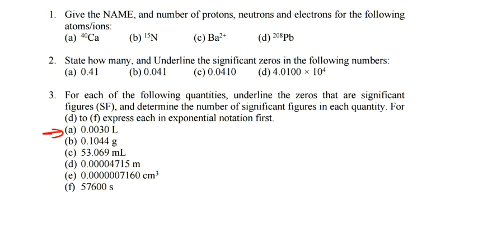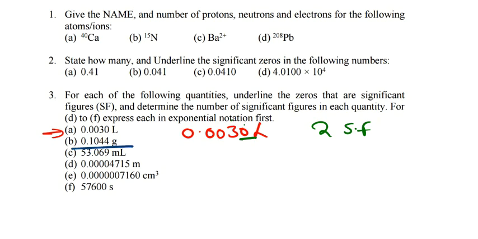A says 0.0030 liters. How many significant zeros do we have there? Can we underline them? So it's a single 0 significant figure there, because from the rules that I gave you in the previous question, only zeros that come after a number after a decimal point are significant. All these ones are not. So 1, and then how many significant figures do we have in total? So the number itself and the 0 will give you 2 significant figures.